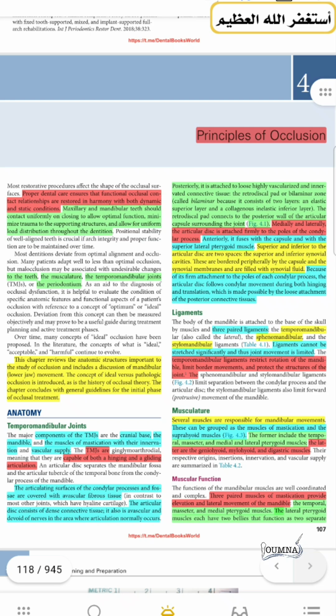In this chapter, we will review the anatomic structures important to the study of the occlusion, and we will discuss the movement of the mandibular jaw. Also, we will see the difference between the ideal and the pathologic occlusion, with some guidelines about the initial phase of occlusal treatment.